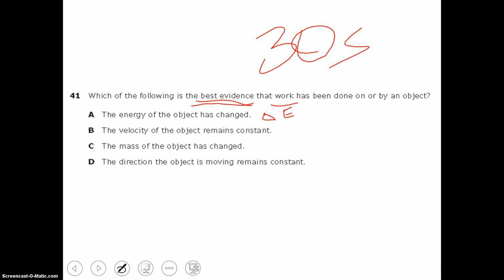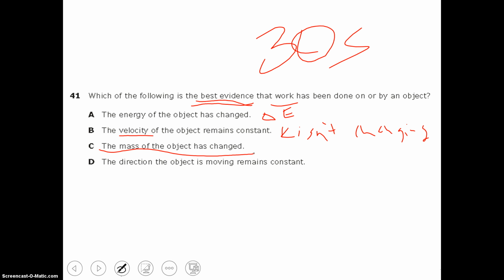Okay, well, if it has a velocity that's remaining constant, we definitely know that its kinetic energy isn't changing. But do we know anything else about it? Not really. We just know that the kinetic energy is not changing. C, the mass has changed. No, I don't think that that's evidence of work being done. Okay, D, the direction the object is moving remains constant, meaning it doesn't change directions.